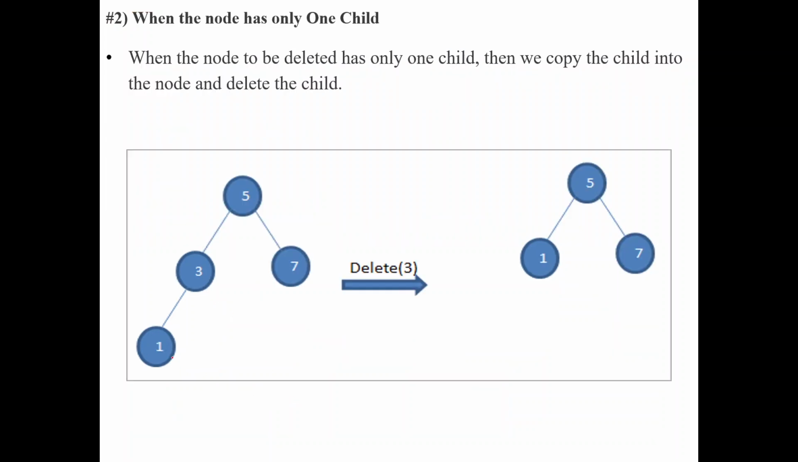Whereas if the node that I'm going to delete has one child, then that child is going to get connected to the parent of the node that we are going to delete. If I'm going to delete 3, towards my left subtree, I'm just going to add the one address. That's all. So 5, 1, 7. This is deletion if I have one child.